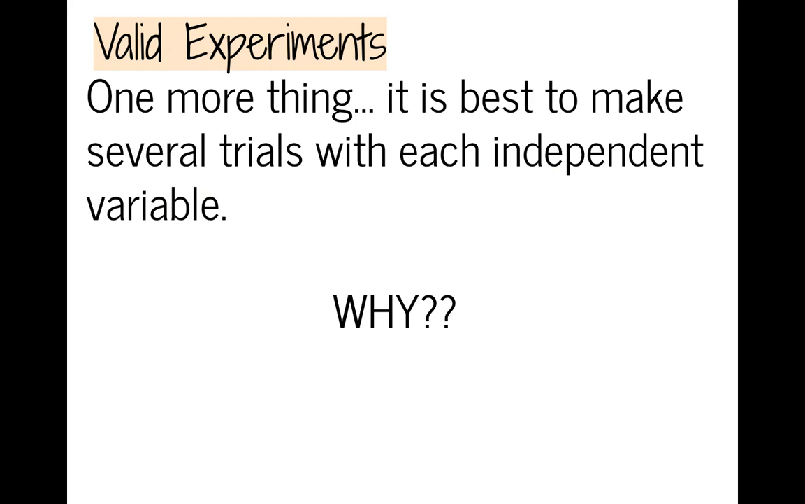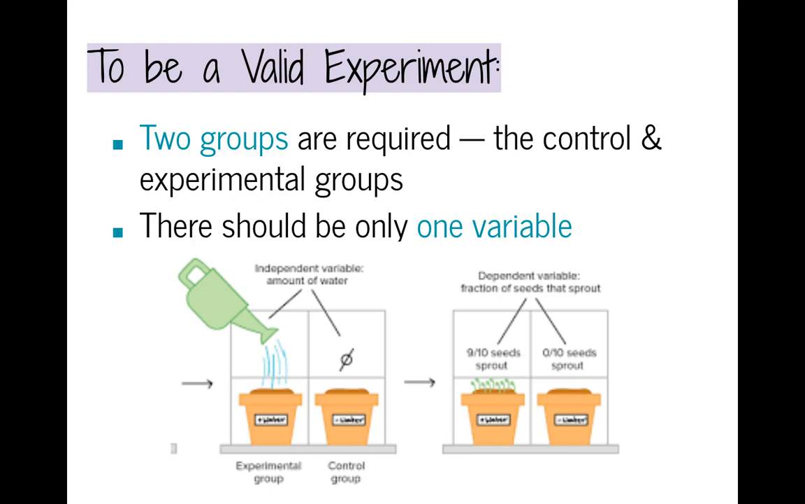All right, when we talk about valid experiments, one more thing is that it's best to make several trials with each independent variable. Why? Why don't I just want to test this one time? So like we said, to be a valid experiment, two groups are required, the control and the experimental groups, and there should be only one variable.